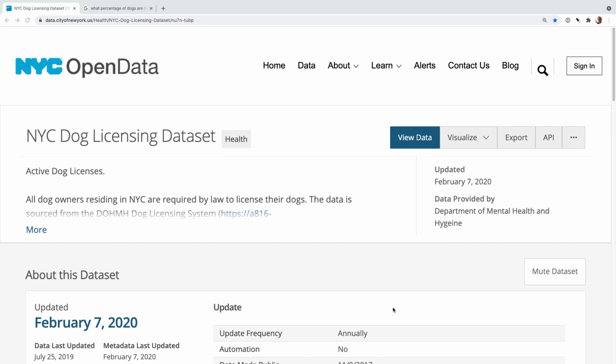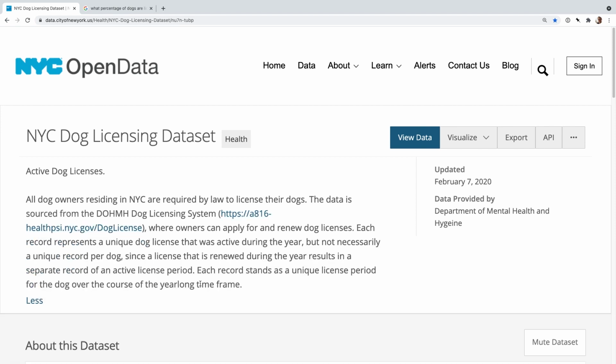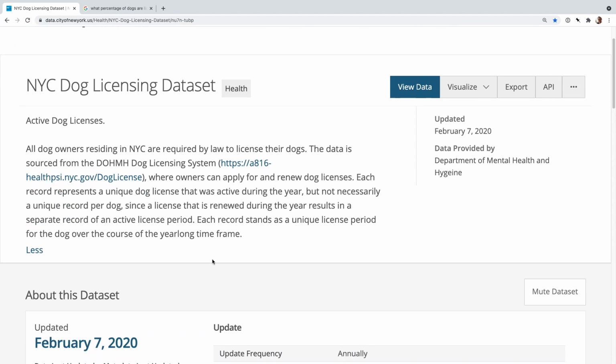In our case, this is the Open Data Portal where I got the data set that you downloaded. And here it has a description about what we're looking at. So I'm going to click on More here, and I can see a little bit about it. What we're exploring is this data set from the fact that all dog owners residing in New York City are required by law to license their dogs. So this is the data from the dog licensing system.